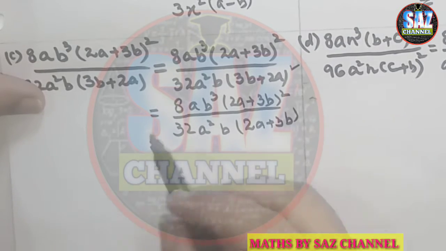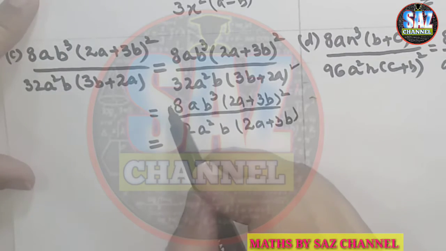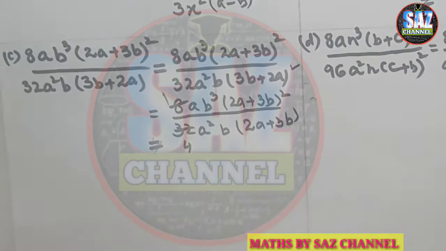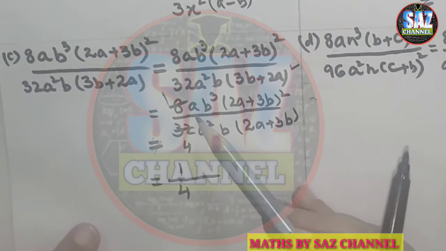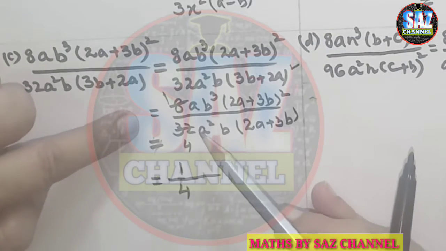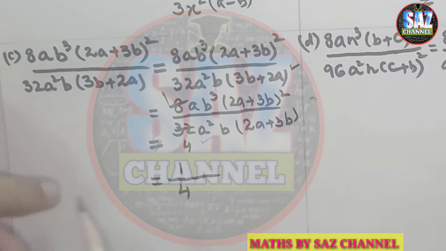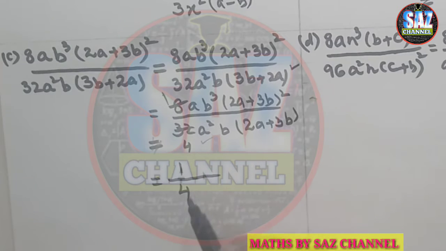Now if we look at the constant coefficients, the table of 8 is suitable for 32. 8 ones are 8 and 8 fours are 32. So in the next step, from the constant coefficients, I will be left with 1 over 4. If we look at a and a square, they are terms with the same base with different powers. So here we have to apply the division law of indices with same bases, and I have to bring the smaller power towards the larger power. So it will stay in the denominator, and a to the power 2 minus 1 will be a only.